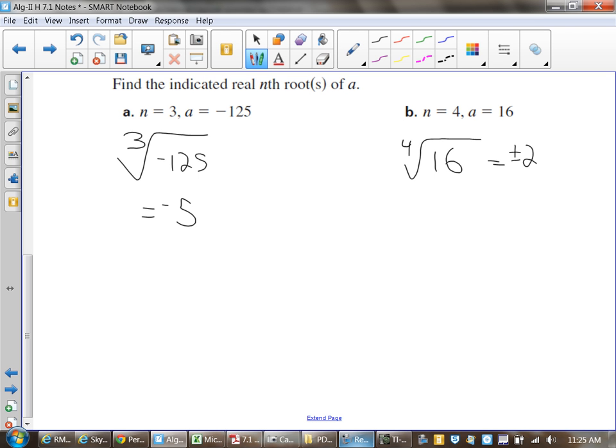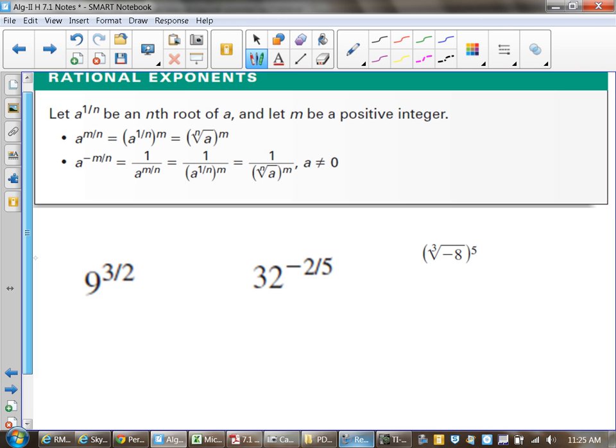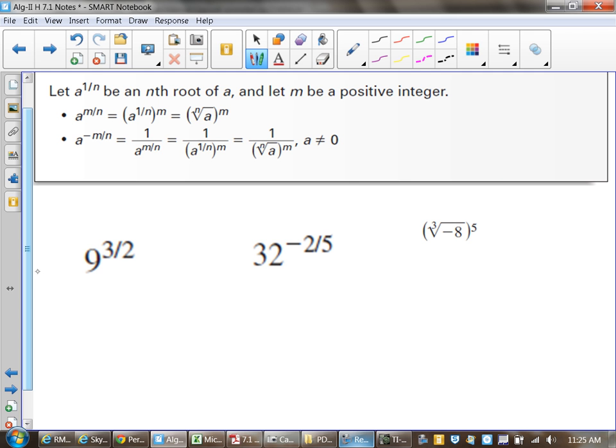Really not that scary, is it? No. Not yet. I'll get there. Because then we get to the fractional ones. Oh.